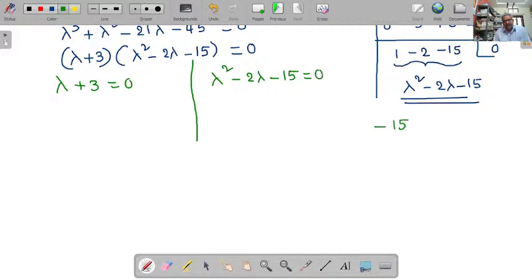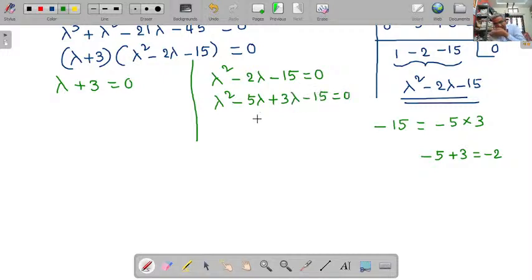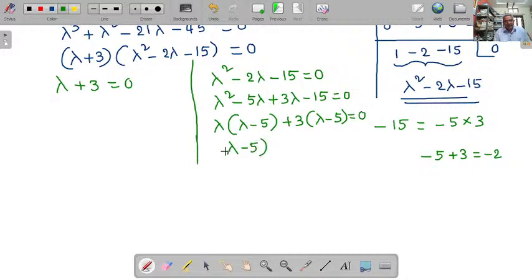So my dear students, minus 15 we can write as minus 5 into 3. If you add these two, minus 5 plus 3, that is negative 2. So the middle term we can write as lambda square minus 5 lambda plus 3 lambda minus 15 is equal to 0. So we are applying the factorization method. Lambda common, we have lambda minus 5, plus 3 common, we have lambda minus 5 equals to 0. Again, we can take lambda minus 5 common out, and this will be lambda plus 3 equals to 0.